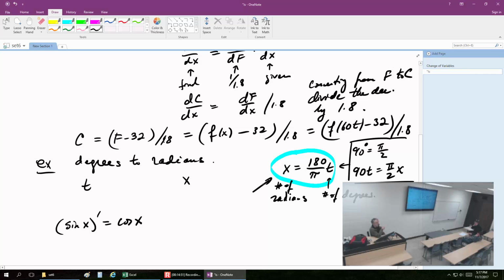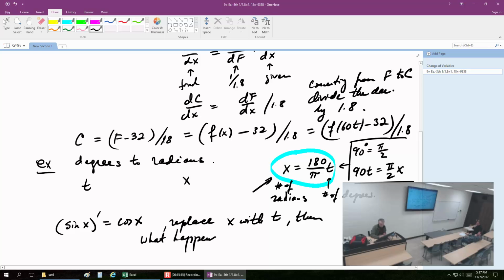Okay. So now imagine that we carried out the substitution. You know what's going to happen to the derivative. So replace x with t, not replace, but rather substitute. Then what happens to the derivative, from the previous experience? You multiply by that coefficient. That coefficient is 180 over pi.